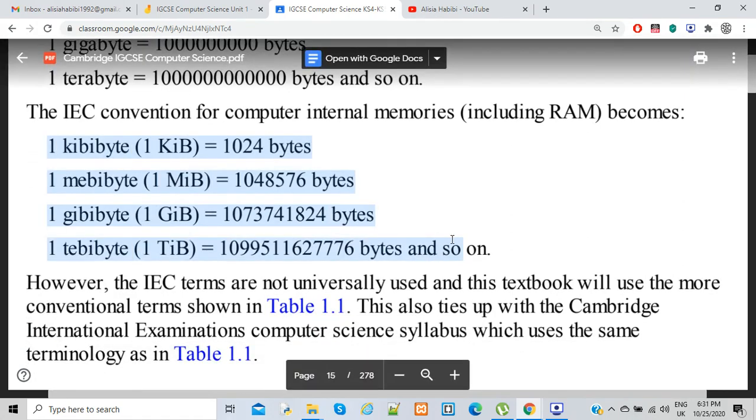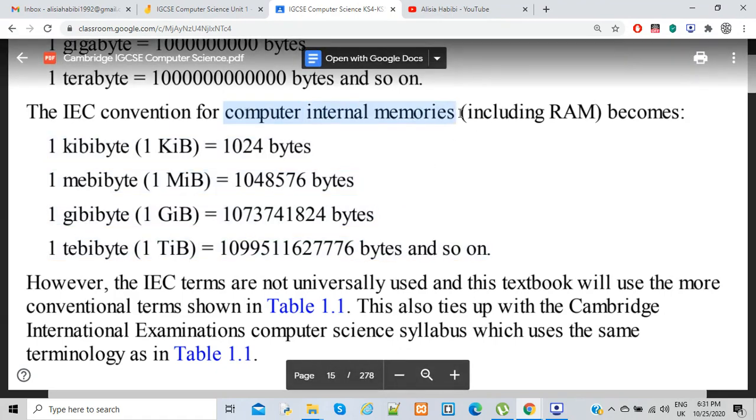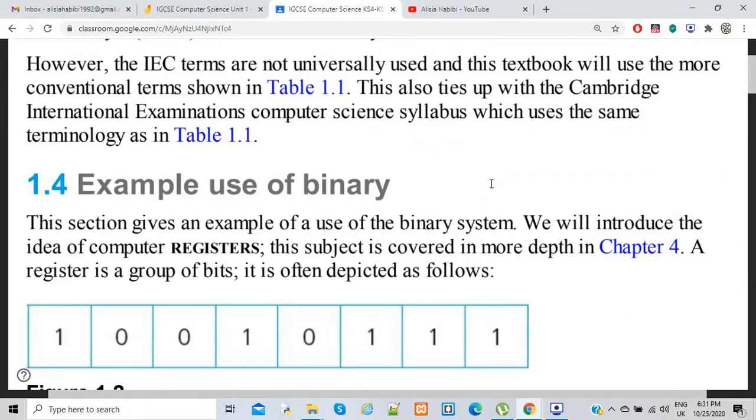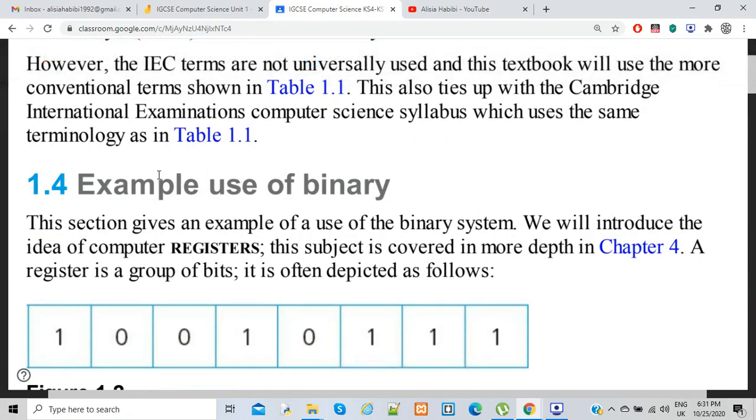So anytime you see a kilobyte and a terabyte, for example, you know that they're referring to the computer internal memory storage, which includes RAM. So now we're going to enter the main business for today, and the main topic that we're focusing on to understand today is examples of where we actually use binary realistically.